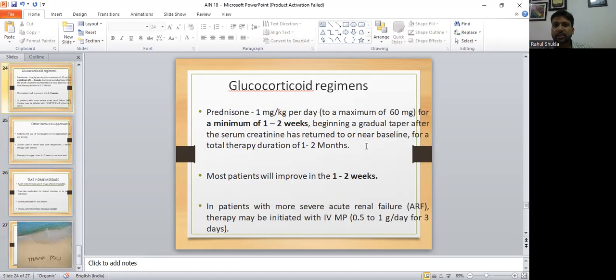Now coming to the treatment part. Glucocorticoid is commonly used, at a dose of 1 mg per kg per day, maximum 60 milligrams of the steroid, given for a minimum of 1 to 2 weeks, and beginning a gradual taper after the serum creatinine has returned to near baseline. The total duration of therapy is 1 to 2 months. Most patients improve within 1 to 2 weeks. In patients with more severe acute renal dysfunction, therapy may be started with IV methylprednisolone for 3 doses, like 0.5 to 1 gram per day for 3 days, followed by oral therapy.